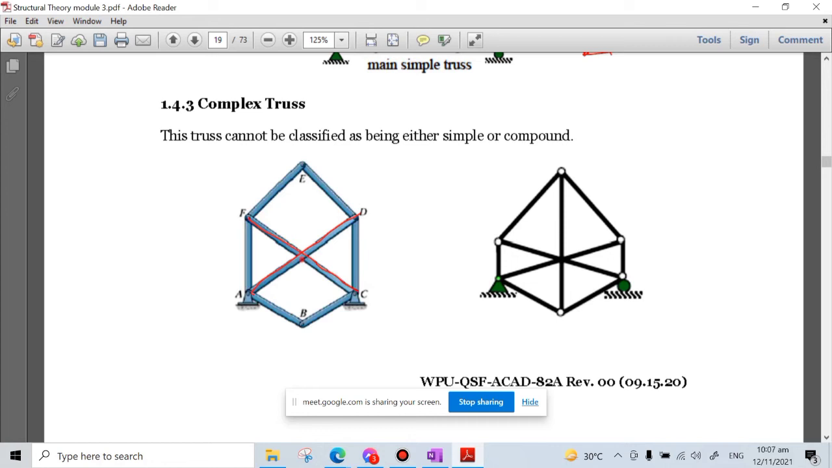Pero, since nag-cross sila dito, hindi natin ito i-consider. Nag-overlap lang yan. Walang putol dyan. Hindi natin ito i-consider as a joint. Hindi natin yan puputulin. Kumbaga, during analysis, itong part na to, isang buo yan. Isang buo din to, at isang buo din to.